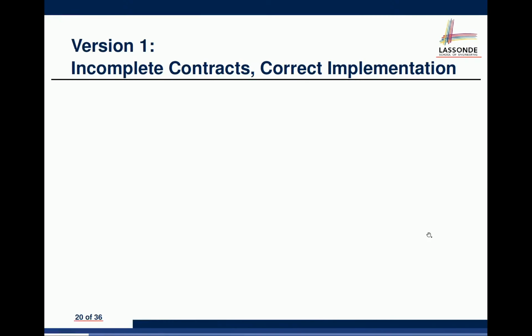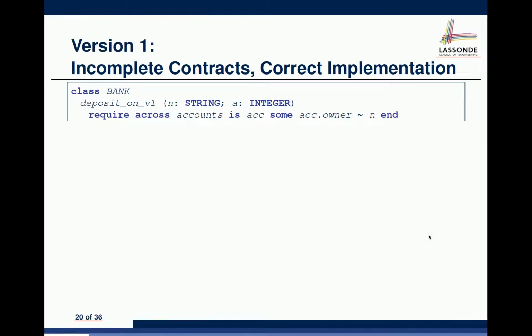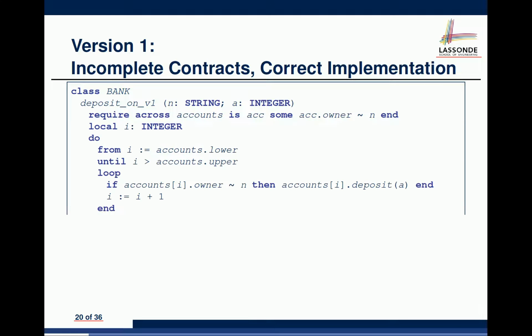Let's start from version 1. Deposit on. Now we're in the context of the bank class. Deposit on, let's say some owner name, some amount. The precondition, you can write it. Simple, we talked about it already. And this loop, you can assume it is simply correct. Basically, we're running a from until loop, going from the lower until the upper. And if we find that the owner of the current account we are looking at is the same as the owner name we're looking for, then you simply deposit on that particular account, and that's it.